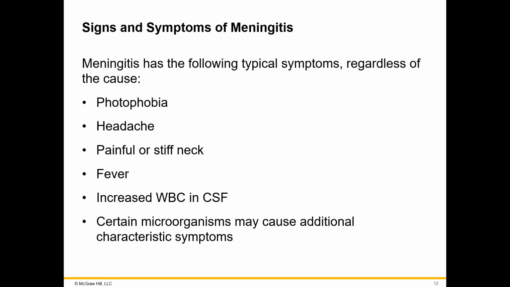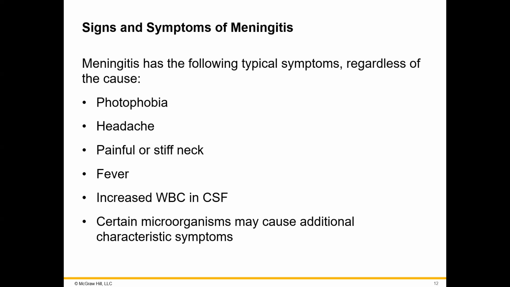You might have headache, painful or stiff neck. Again, inflammation of the meninges, that covering of the nervous system, being inflamed will lead to pain and inflammation in those tissues anywhere in your nervous system. Fever is very common. You will also have an increased white blood cell count in the CSF, where we're not expecting to have white blood cells if you don't have any infection.